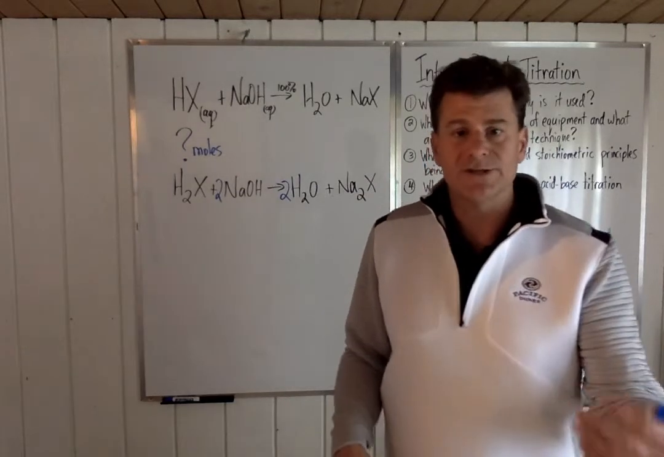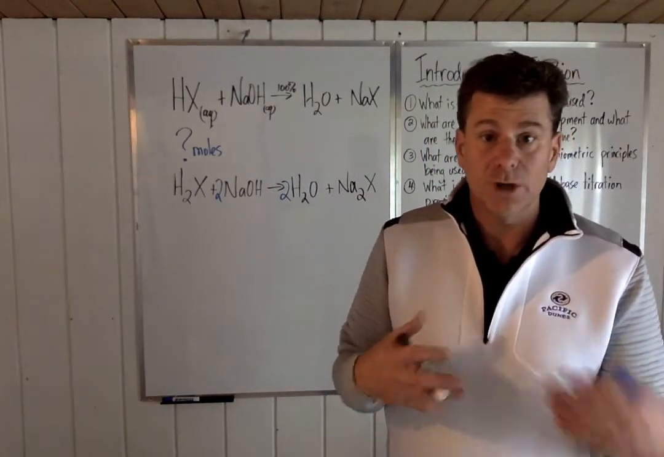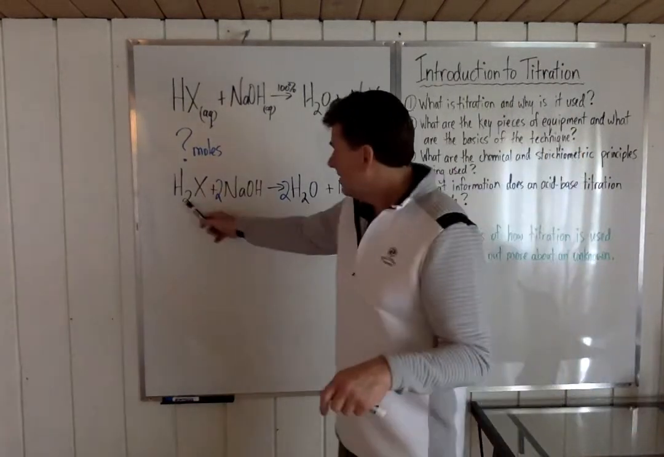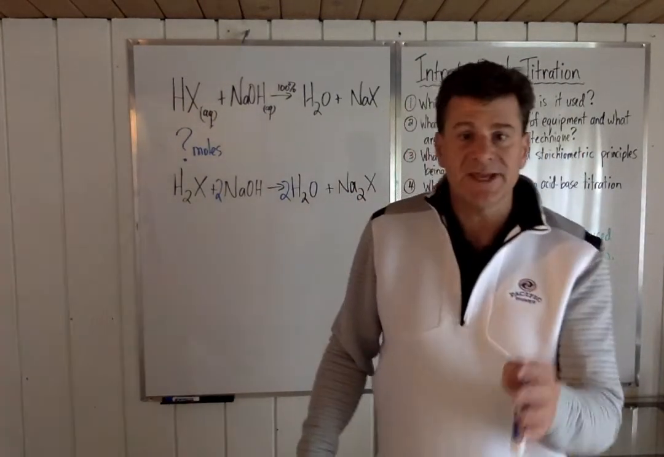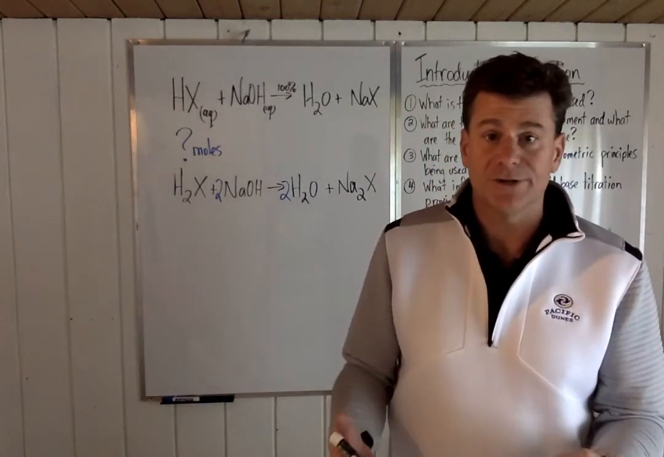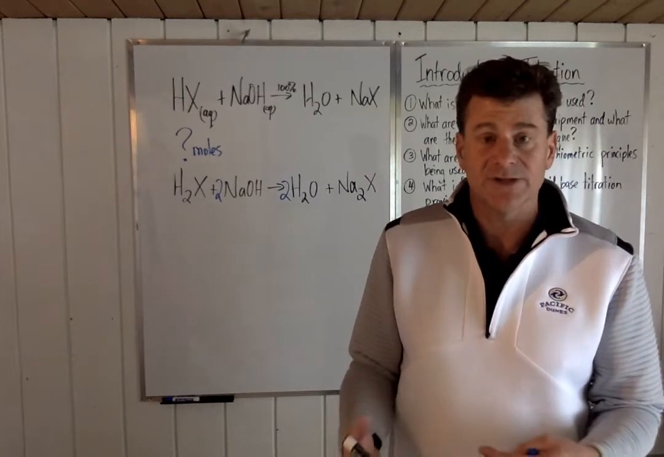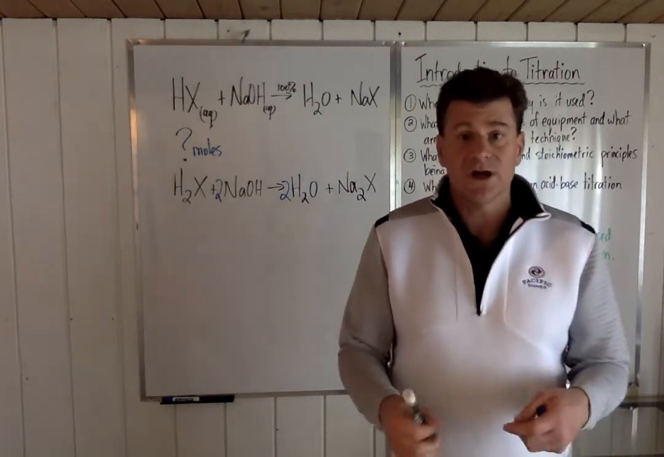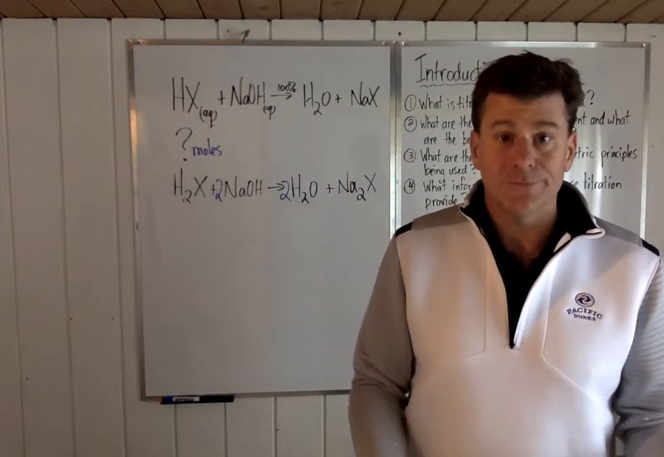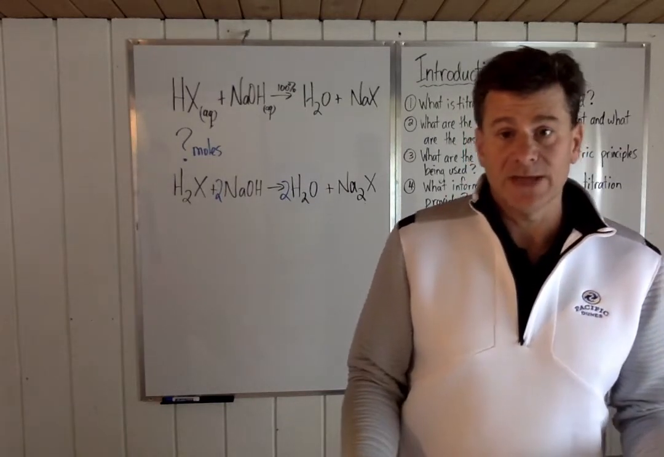But you have to take that into account when you know you've got a diprotic, right? So if I knew, for example, that this was not H2X, I knew it was H2SO4, like the acid is H2SO4, and I just want to know the concentration of the H2SO4, I know that the sodium hydroxide to H2SO4 stoichiometry is going to be 1 to 2. I need to be able to take that into account.